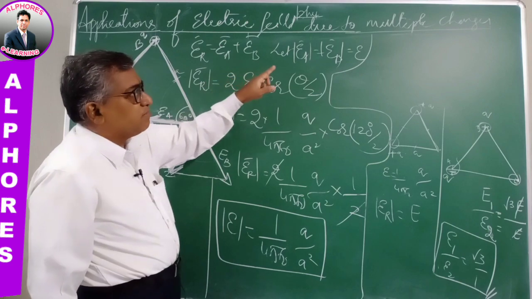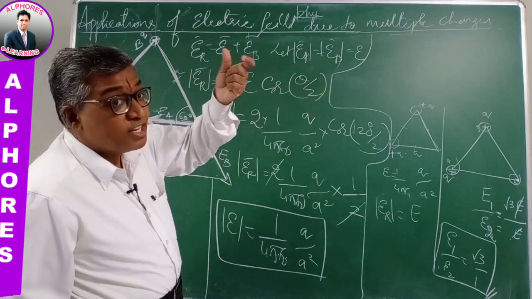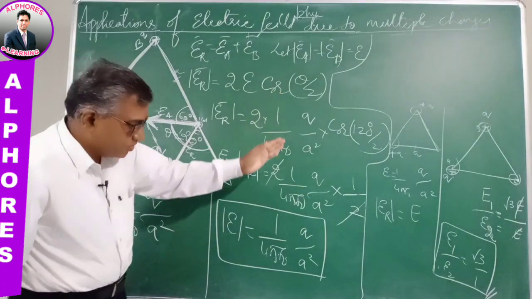It's the root of EA square plus EB square plus 2 EA EB cos theta. Applying the note, it's 2E cos theta by 2. Substituting, the answer is this.